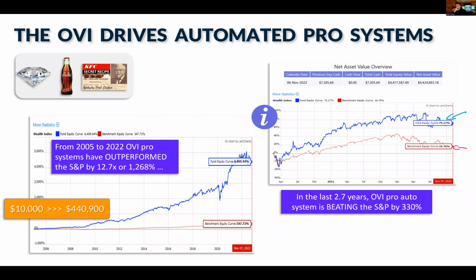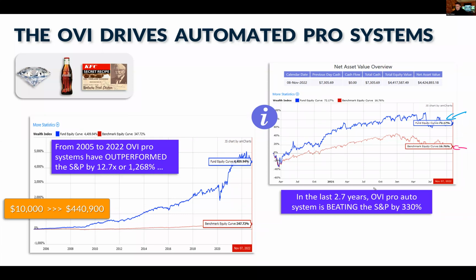Since we launched it on the 18th of February, 2020, my system with real money is at 72.17%, unleveraged, just pure stocks. The S&P is at 16.76%. So in the last 2.7 years, almost 2.75 years, the OVI professional automated system is beating the S&P by 330%. Real actualized performance. Nothing anyone can do or say about it. It's there, black and white in the trading system. We can just demonstrate that any which way.